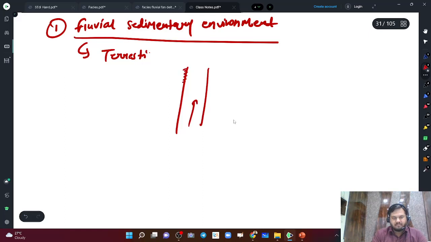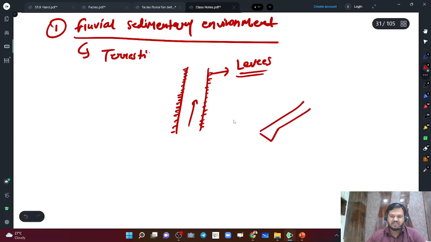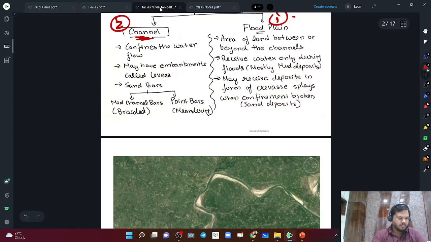Here this is an embankment, a raised part in the river bank. What do we call this raised part? In geomorphology we have read, we call it levees, right? This is a river channel, so this raised part here is the embankment of the river. We call it levee. So the river is flowing in the channel. So basically the channel confines the water flow, and they may have some embankment which we call the levees, right?